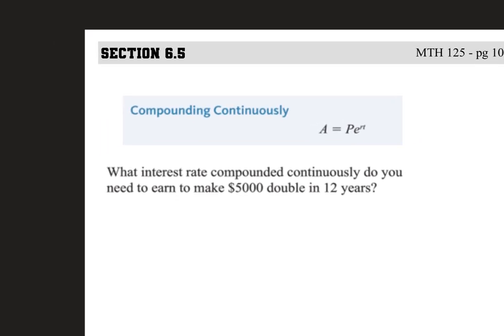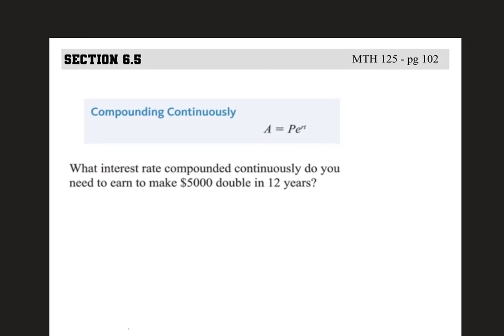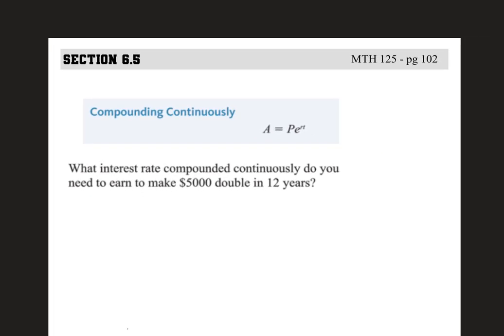We're on page number 102. And on 102, we're still compounding interest, but we're doing a concept called compounding continuously. And I want you to notice that that fantastic letter E has found its way into this formula, which means that we're going to probably be using natural logs in this section.